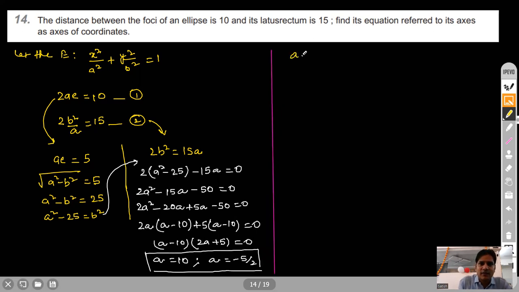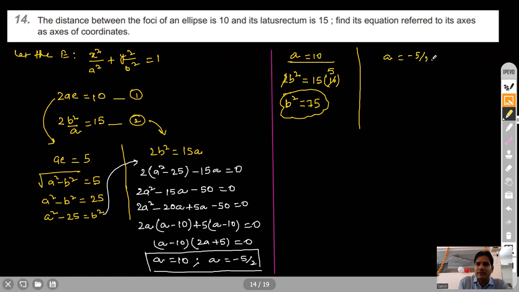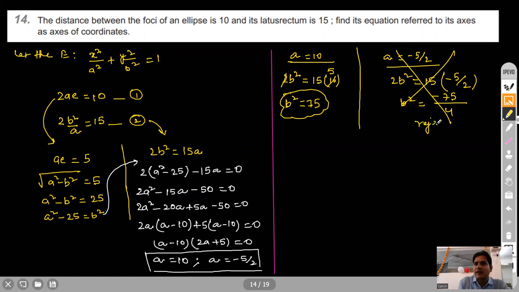So when a is equal to 10, what will be our b square? From here we take 2b square is equal to 15 into a. a means 10. So from here we get b square is equal to 15 into 5, that is 75. So b square is equal to 75 when a is equal to 10. And when a is equal to minus 5 by 2, we get 2 times b square is equal to 15 into a, that is minus 5 by 2. That is, we get b square is equal to minus 75 upon 4. That is not possible. So rejected. So b square cannot be negative, no? So basically this value will be rejected.